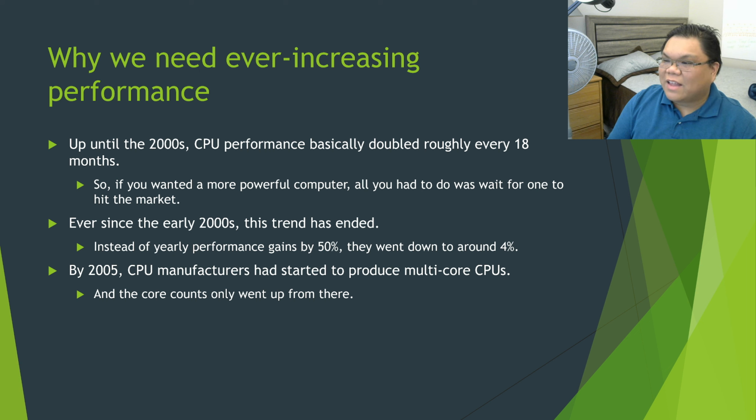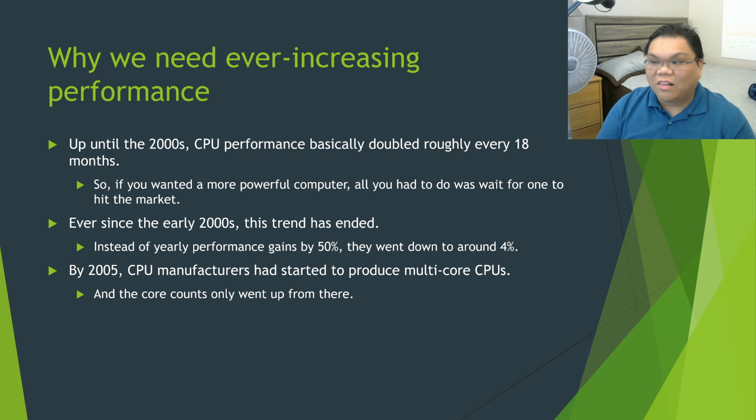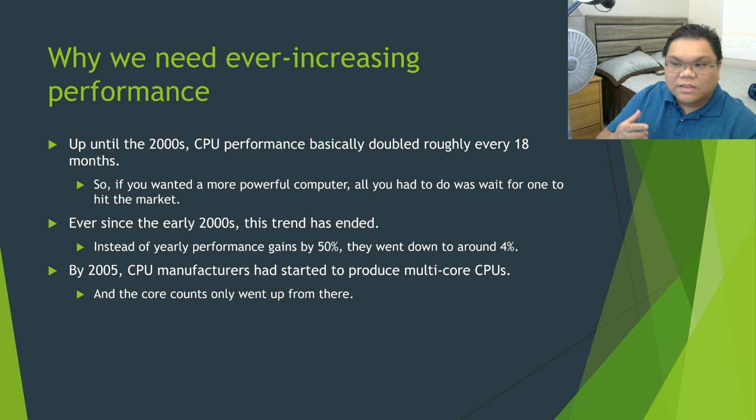But that trend has long since ended. Starting around the 2000s, we hit a wall with trying to increase computer performance. So instead of something like 50%, it went down to like 4%. So the only way around it... I'll get into why we had to go down this route, but by 2005, CPU manufacturers started to produce multi-core CPUs, starting with the dual cores, and the core count only went up from there.